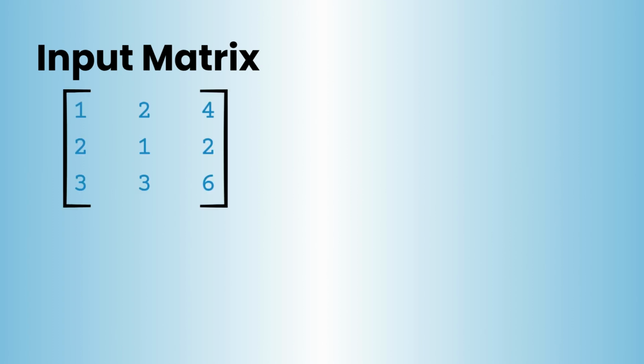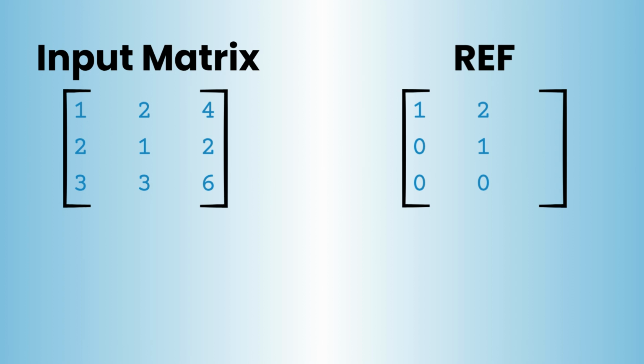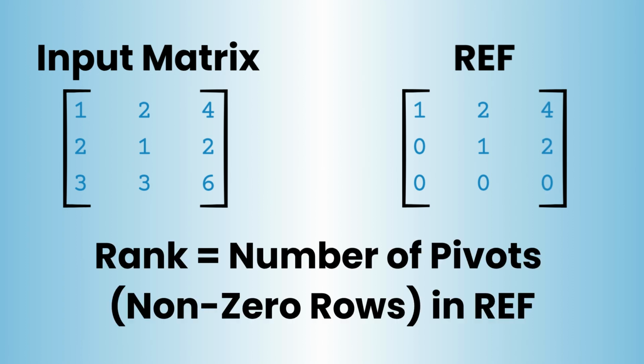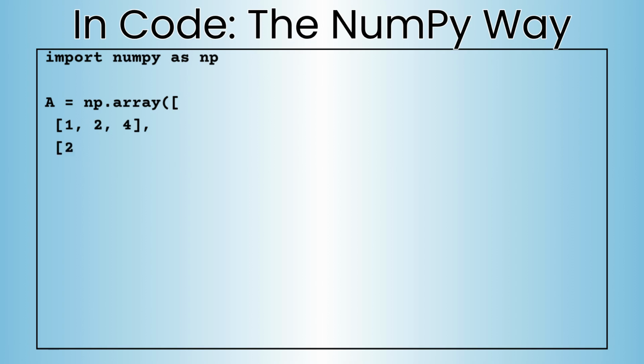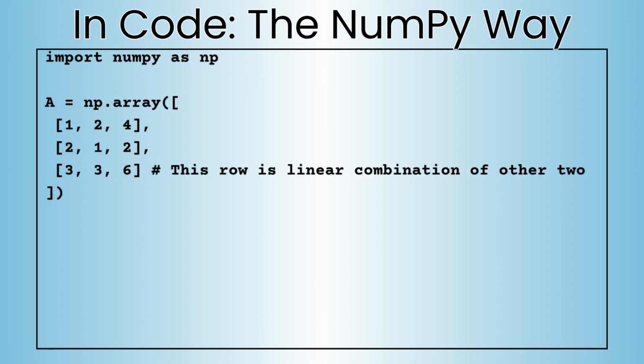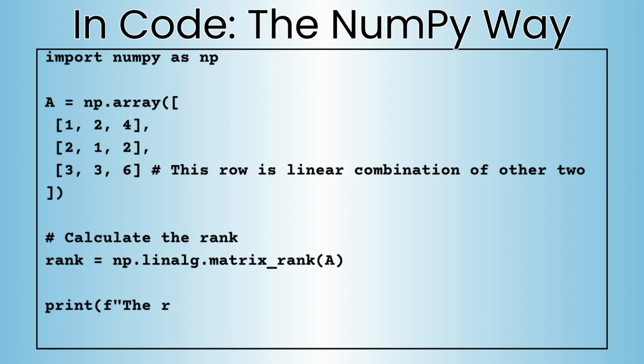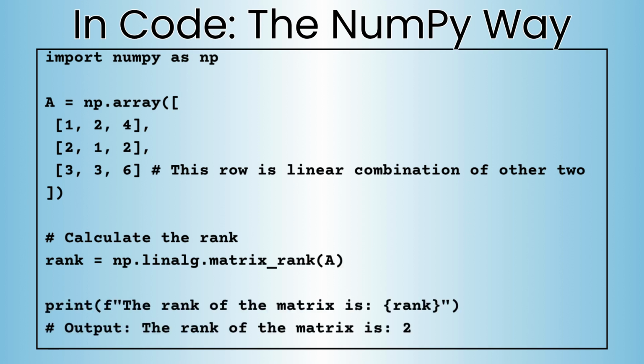So, how do we calculate these? The most reliable way to find the rank of a matrix is to use the technique from our last video, Gaussian elimination. The rank of a matrix is simply the number of pivots or non-zero rows in its row echelon form. In this case, we have 2 pivots, so the rank is 2. This means our 3D data is being squashed into a 2D plane. In Python, this is trivial with NumPy. The matrix rank function handles all the complex computation for us and directly gives us the dimension of the output space.